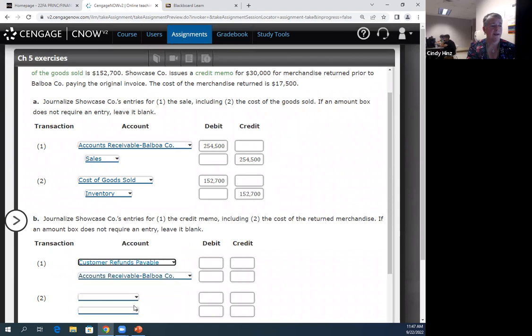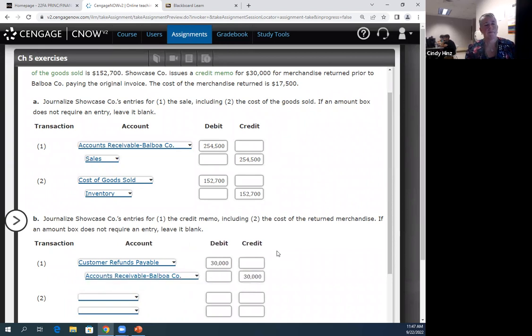And we are going to debit customer returns payable, customer refunds payable. Why are we debiting that liability account? Because when we close our books, we're going to do an adjusting entry for all of the refunds we think we might need to offer or to pay to our customers. And this is going to be just one of them. We're going to reduce our liability because we already paid Balboa back.